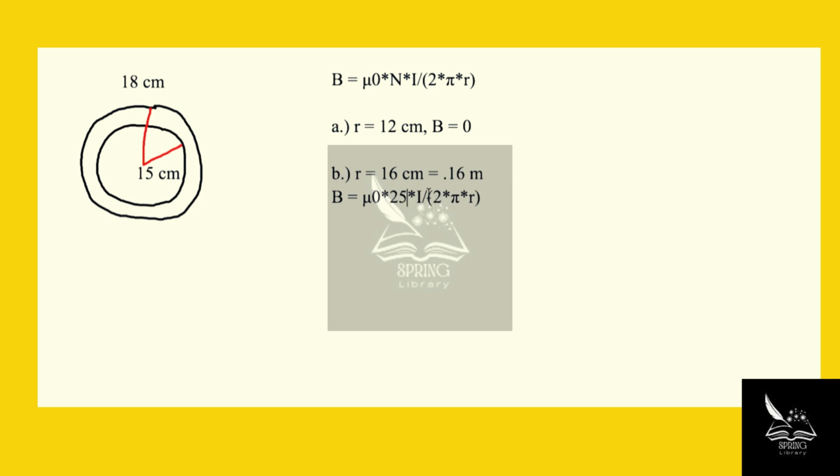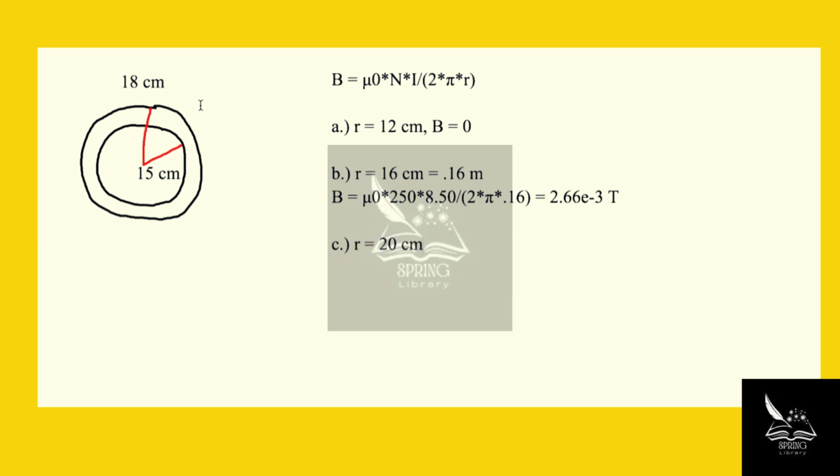We know that there are 250 turns, so I'm going to plug that in here. We know that the current is 8.5 amps, and then this R here is going to be 0.16 meters. So we're just going to plug all of that in, and we get 2.66 times 10 to the minus 3 Tesla for part B.